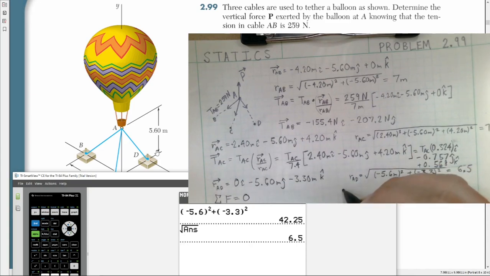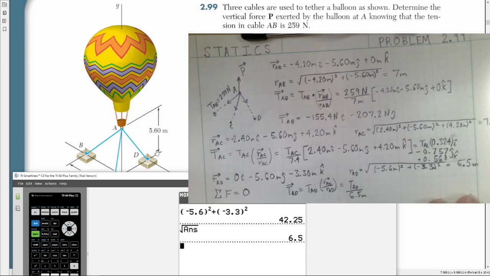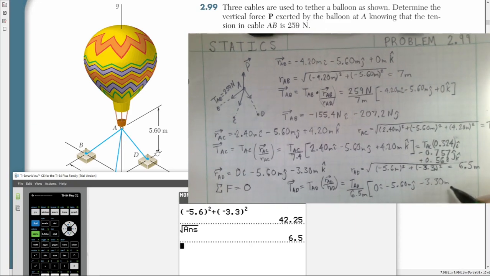Let's actually go ahead and calculate vector AD real quickly before we do anything else. So the cable tension AD would be the scalar value of the tension, which we don't know yet, multiplied by the position vector r_AD over the magnitude of that position vector, the distance r_AD. So that would be equal to tension AD divided by the distance we just found, 6.5 meters, and then we multiply by our position vector: 0 i hat, minus 5.6 meters j hat, minus 3.3 meters in the k hat direction.